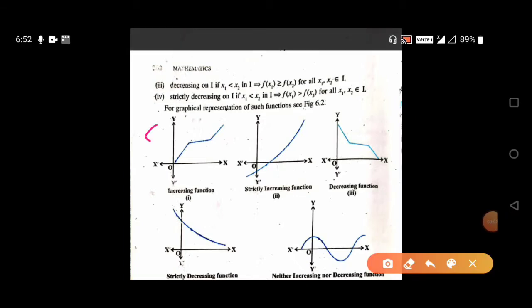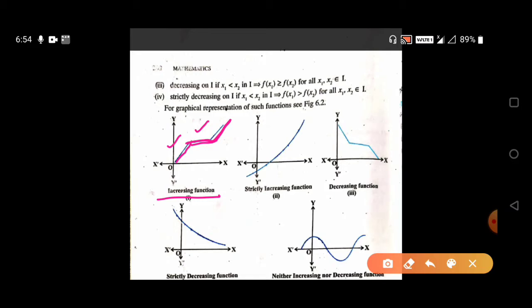So here some graphical representations are given. See here, increasing function is given. The first diagram is for increasing function. Now see here, this graph is increasing and this is decreasing, again increasing. So this graph is increasing and decreasing both. For some part it is increasing, for this part it is slightly decreasing whenever we compare with this one. Again it is increasing whenever we compare it to this one. So it is an increasing function, not strictly increasing.